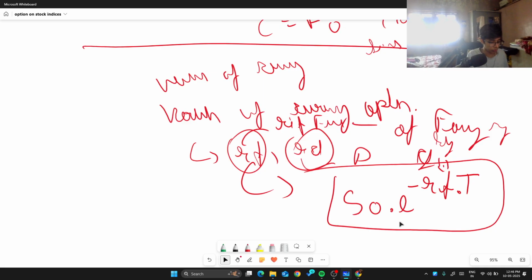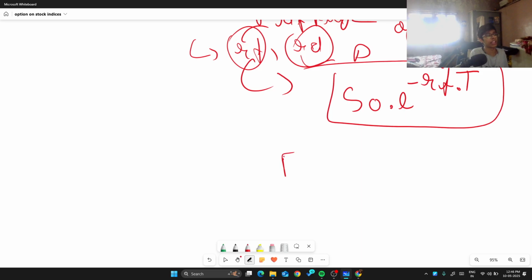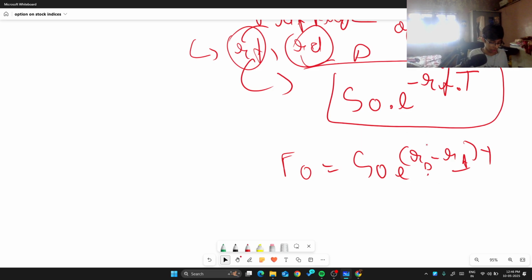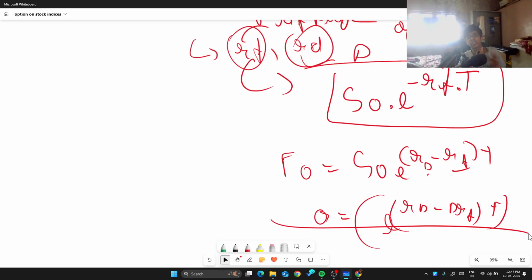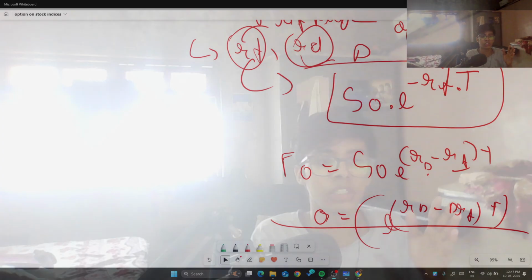And the forward exchange rate, right? If the forward exchange rate is F0, then our equation becomes e^((rd minus rf)T), where rd is the domestic rate and rf is the foreign rate. And yes, American options can be done using our binomial model, with the yield being rd minus rf, and everything would be the same. That's the core concept. That's all the concept of this chapter, options on stock index and currency.